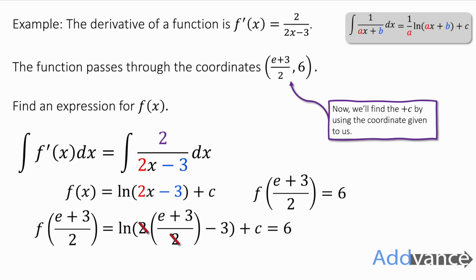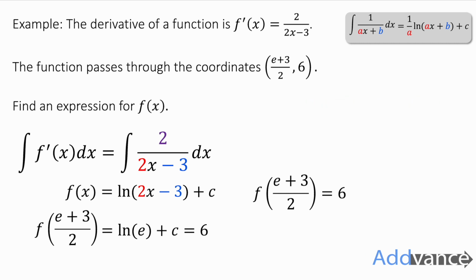The 2 and the 2 cancel. We've got times by 2 divided by 2 there. And that bracket simplifies, e plus 3 minus 3. The plus 3 and minus 3 also simplify. So it simplifies very nicely. This is very deliberate in the question that they set it up this way.